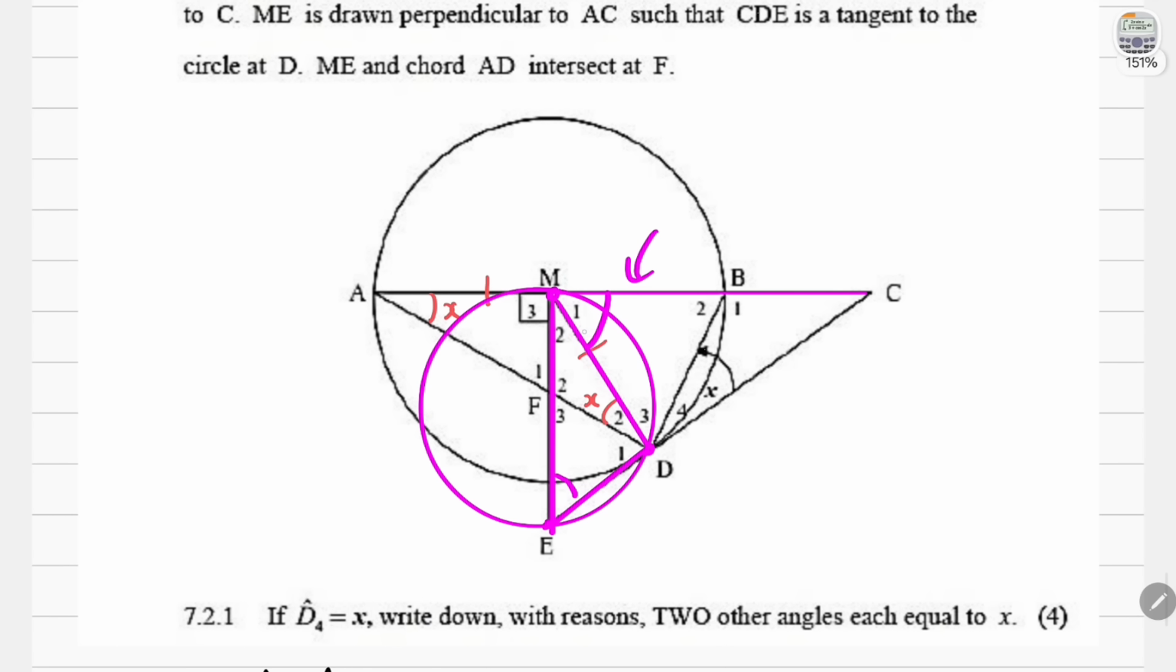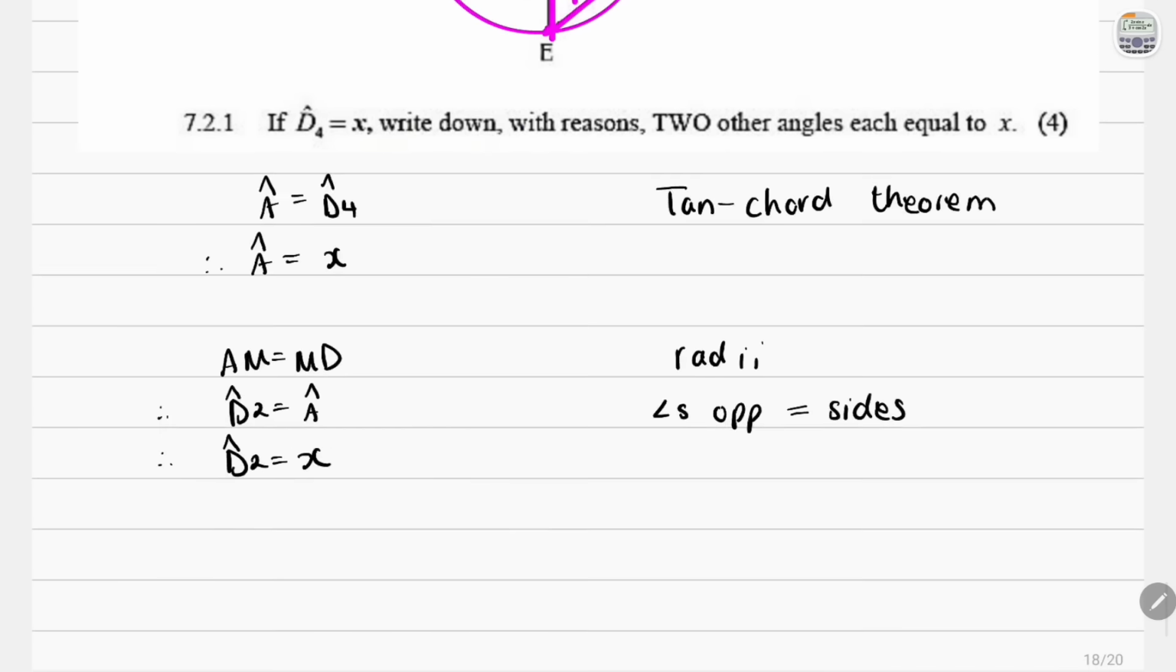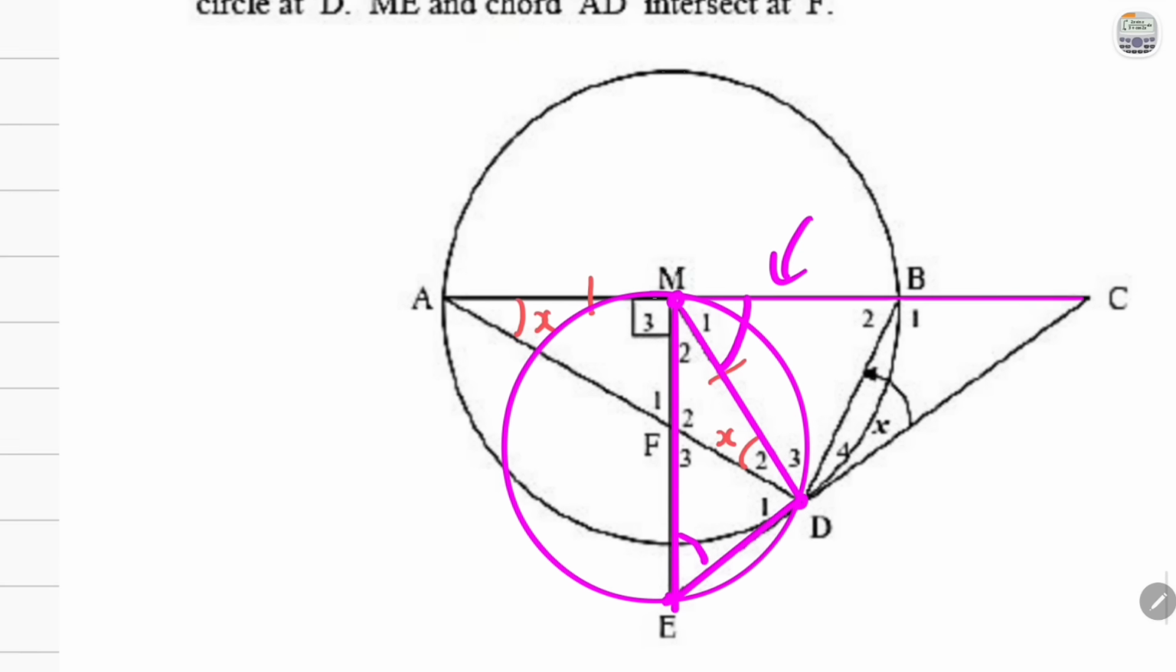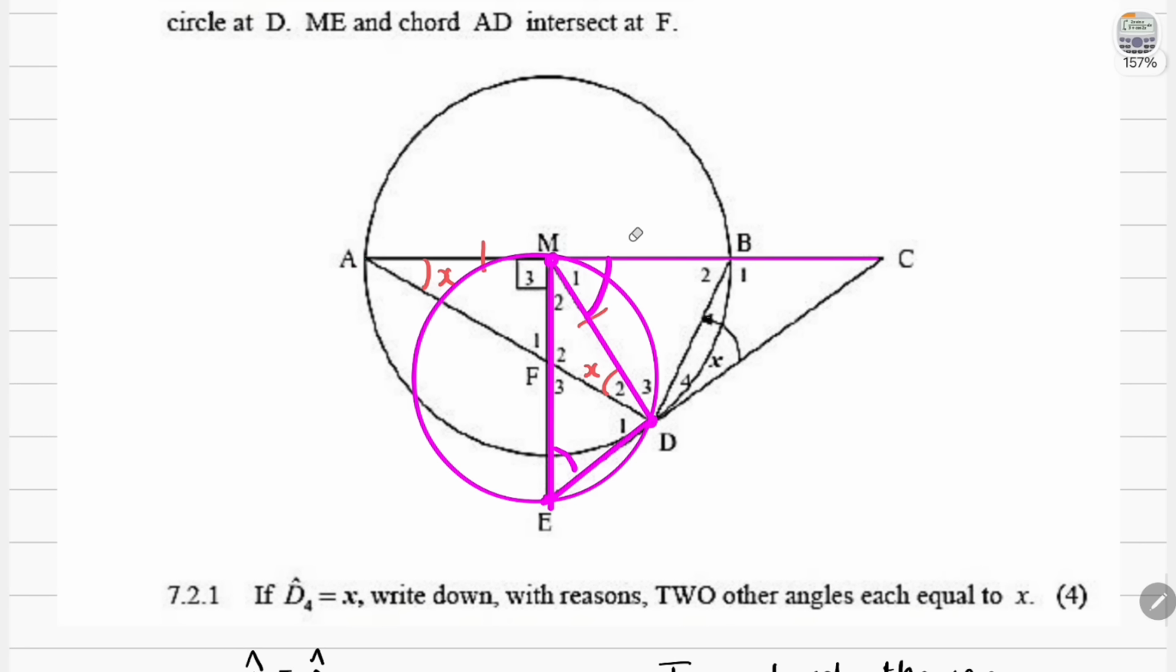So the whole point is we're trying to show that angle M1 is equal to angle E. If those two angles are equal, that's a tangent. So what we are required to prove is that angle M1 is equal to angle E. And let's focus on that. How can we show that these two angles are equal?